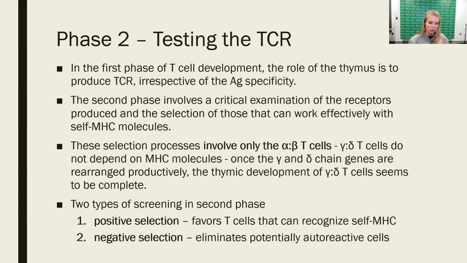We looked at them in reverse order. But with positive selection, that will occur first, and it ensures that T cells are able to recognize self-MHC. Negative selection is the same as what we saw with negative selection of B cells, where any T cell that recognizes self-antigen or binds too strongly to MHC will be removed from circulation.